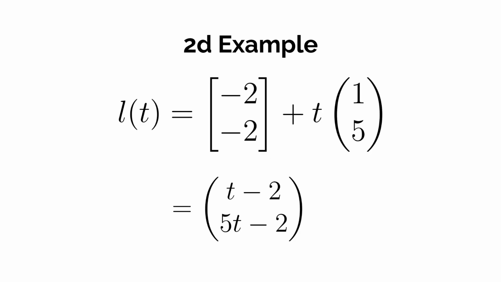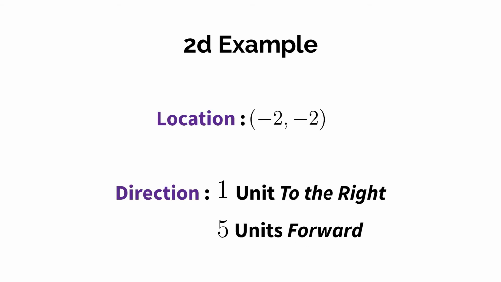So to use our original formula again, we can say that the equation for the tangent line is the point -2, -2 plus t times the vector 1, 5. Or we can rewrite it as t minus 2 for x and 5t minus 2 for y. So for this particular example, for our original curve, the particle will be located at the point -2, -2. At that particular moment, it's traveling 1 unit to the right and 5 units forward simultaneously. So that takes care of our 2D example.